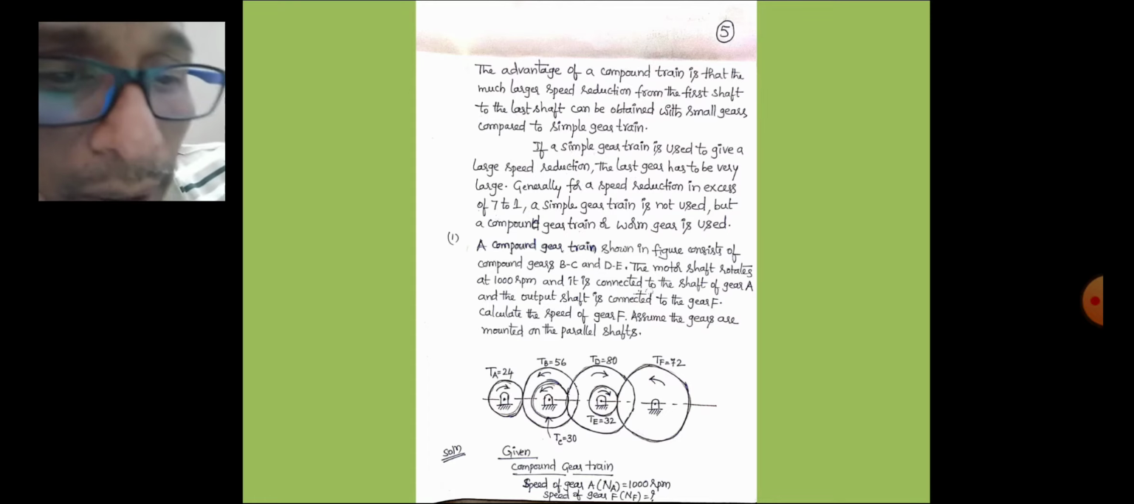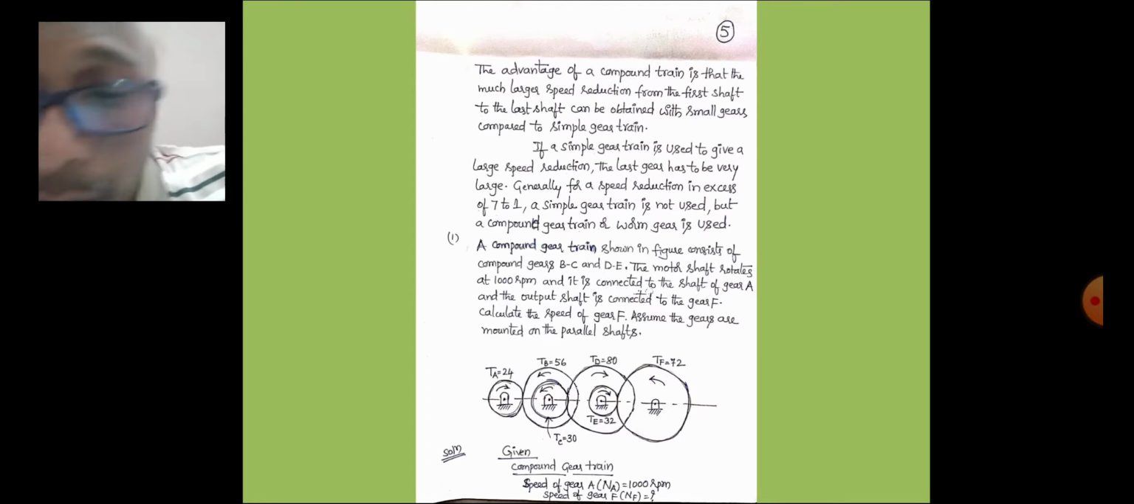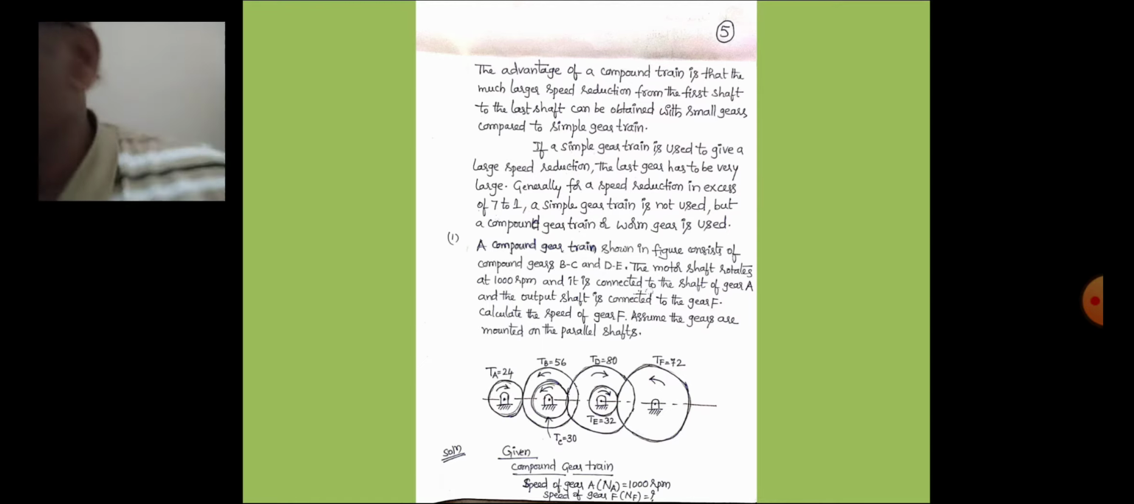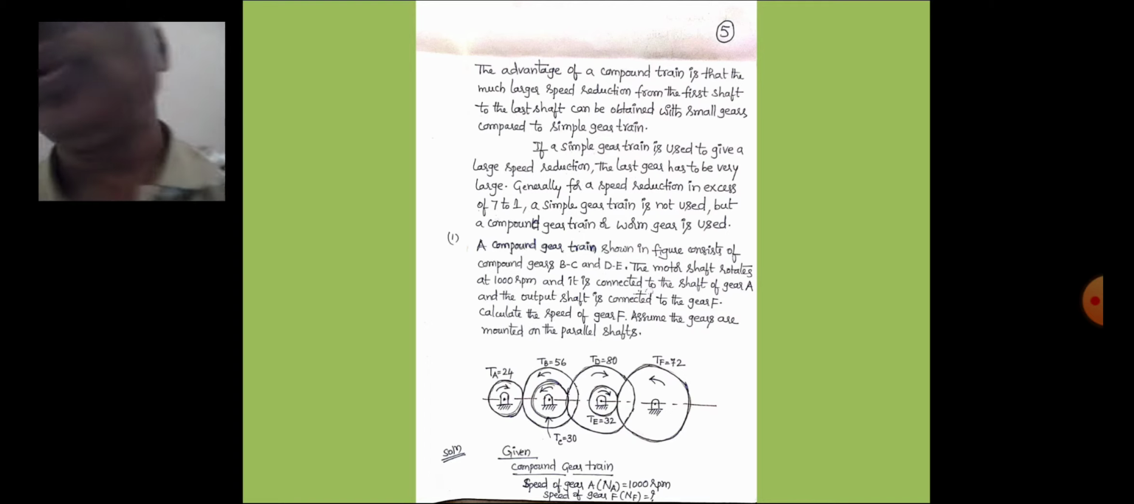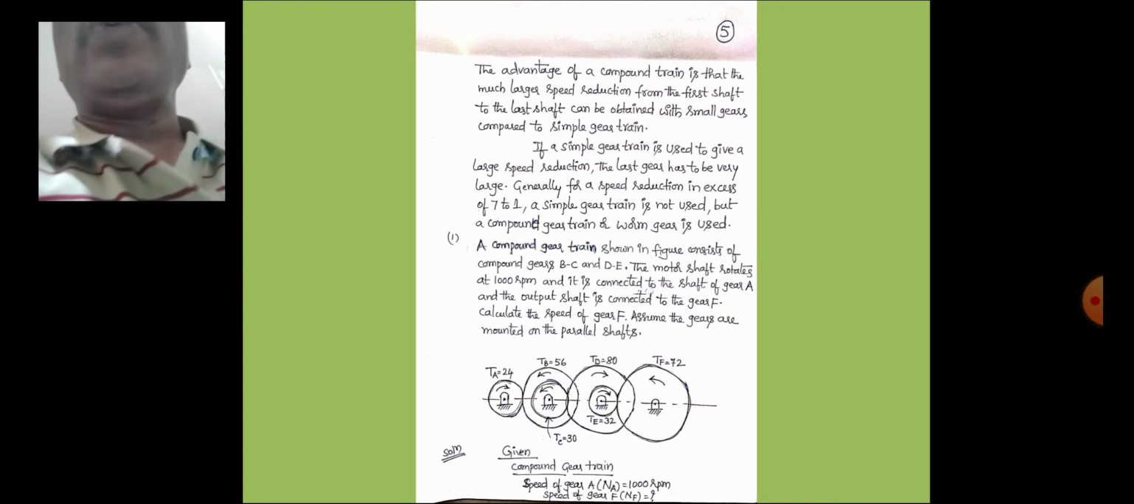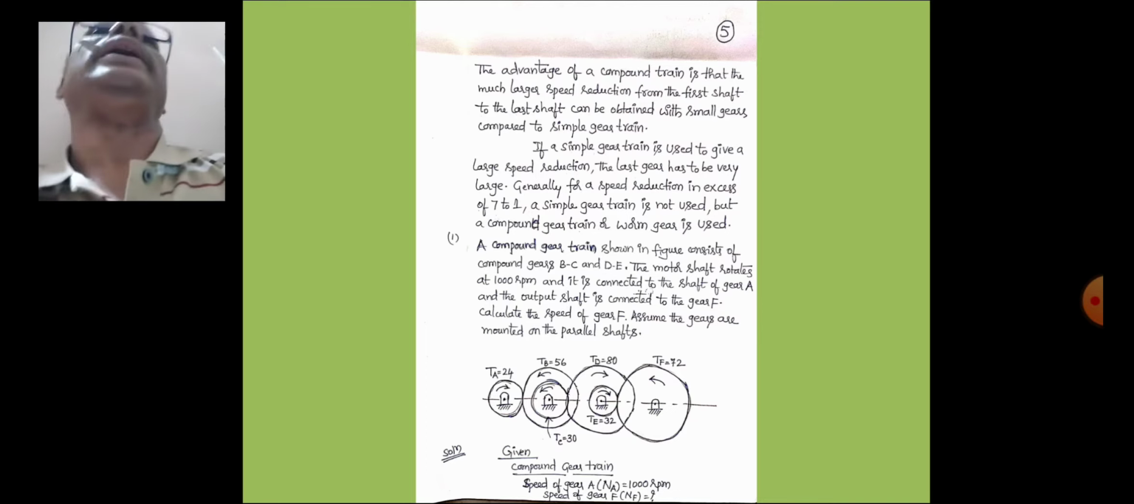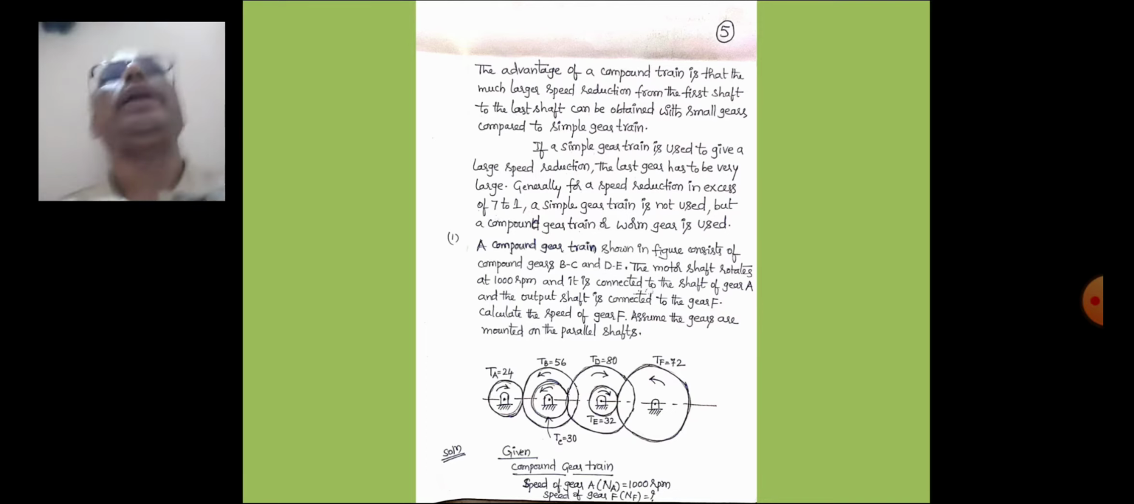If a simple gear train is used to give a large speed reduction, the last gear has to be very large. Generally, for a speed reduction in excess of 7 to 1, a simple gear train is not used, but a compound gear train is used. So this is about the compound gear train. Now I am concluding by summarizing the class. In the next class, I am going to solve some numericals connected to the compound gear train.